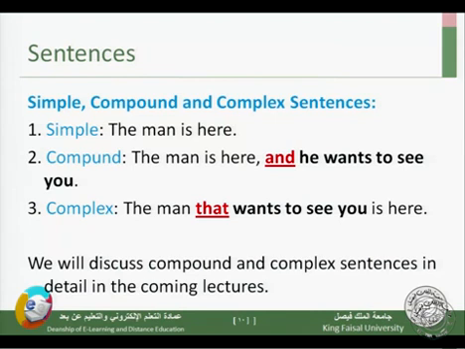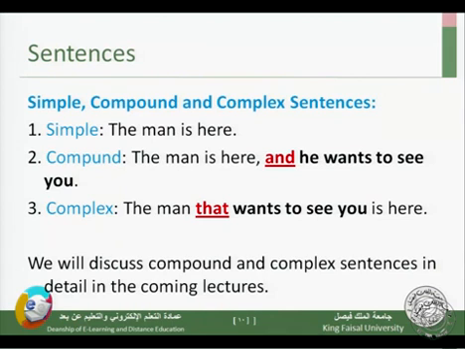The second type here is the compound sentence. Here in the example, the man is here and he wants to see you. And is called a coordinator, and it forms a compound sentence. So we have actually 2 sentences combined into one. The man is here, and the other one is the man wants to see you, and we combine them using and.